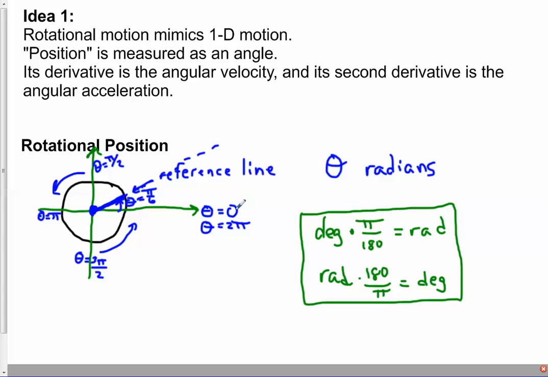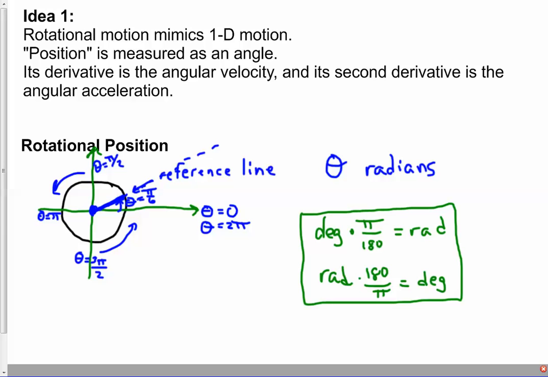Notice that 0 and 2 pi are actually the same angle. 2 pi just means you went around, but you're in the same position as if you hadn't gone anywhere. So 0 and 2 pi are the same. In fact, that's true for any theta. You can add 2 pi to it, and it's really the same thing. You could add 2 pi multiple times, 4 pi, 6 pi, 8 pi, and it's really the same angle.